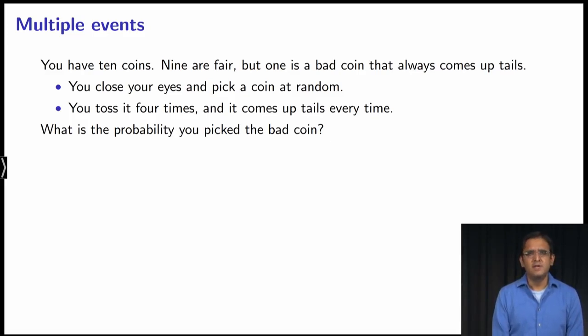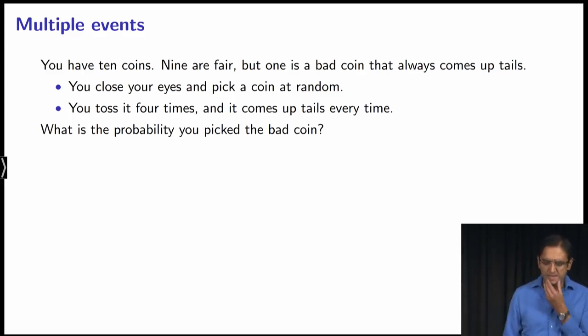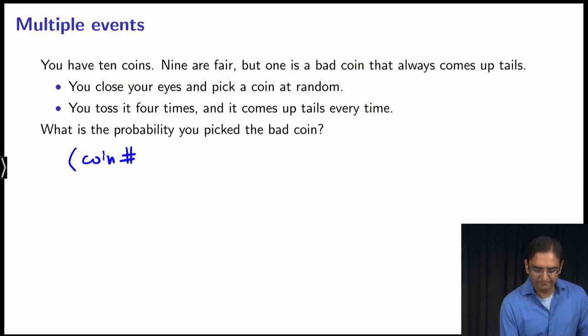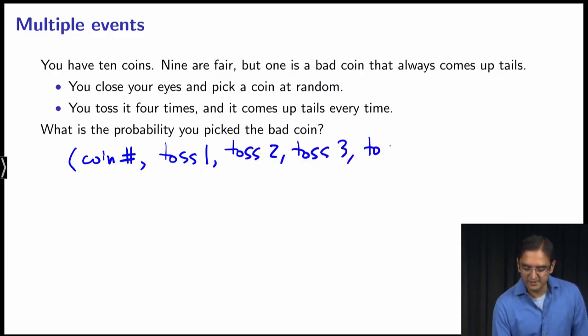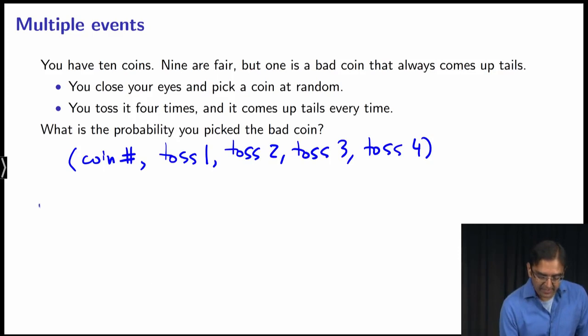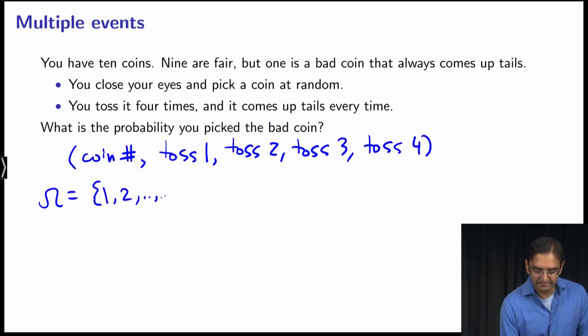Okay, so first off, what is the sample space for this random experiment? So what's going on? We first pick a coin at random, and then we toss it 4 times. Okay, so the way I'm going to write down an outcome is first, I'll say which coin we picked, just the coin number 1 to 10. Let's say 10 is the bad coin. And then what happened on the first toss, heads or tails, and the second toss, the third toss, and the fourth toss. That's how we'll describe a particular outcome. And so the set of all possible outcomes is the set of all choices for the coin. There are 10 possible choices.